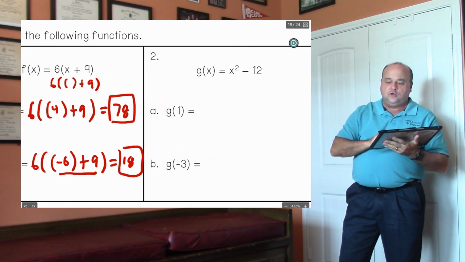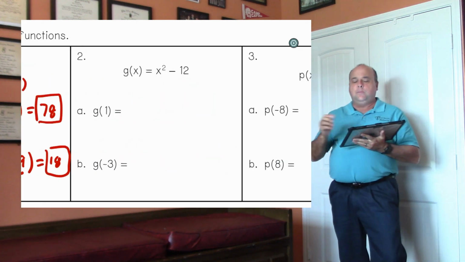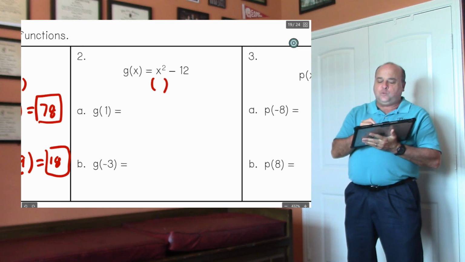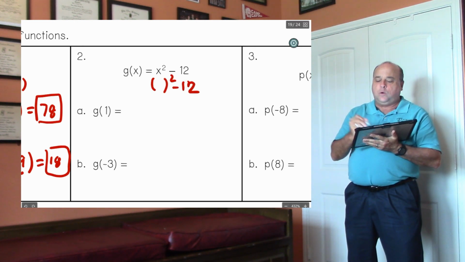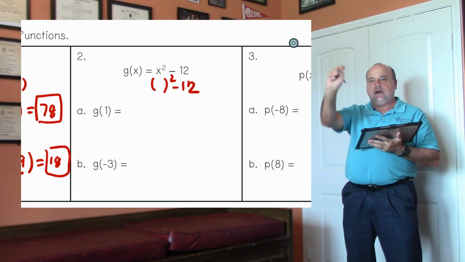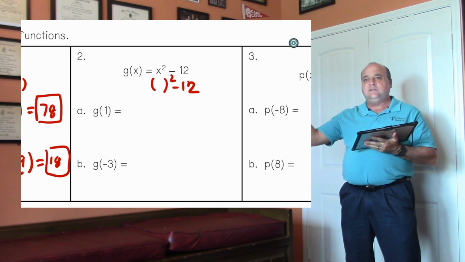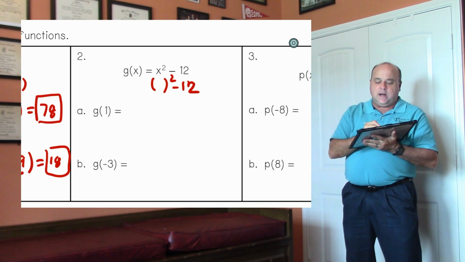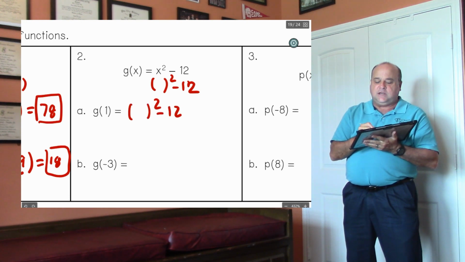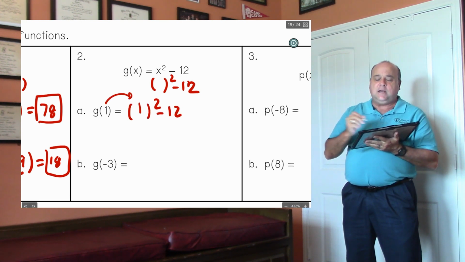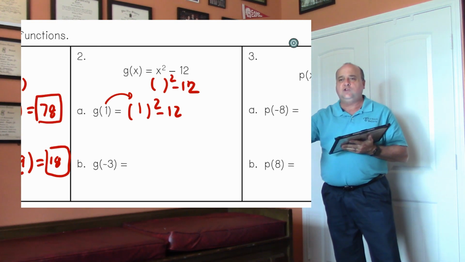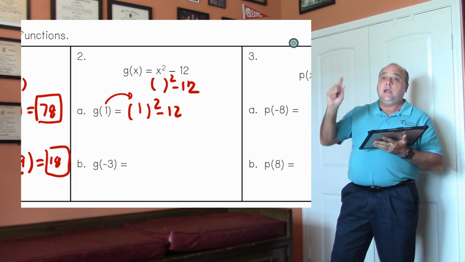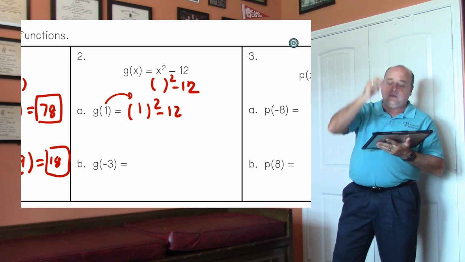Let's go to number 2. Okay, on number 2, when we replace the x with parentheses, it will look like this, won't it? And then we're going to take the number that we're plugging in. Notice this is g, so this is a function named letter g. So on the first one, I'm going to rewrite this with the parentheses, and then I'm going to take that 1 and input. So I'm going to do 1 squared, 1 times 1 is 1, and 1 minus 12 is -11.